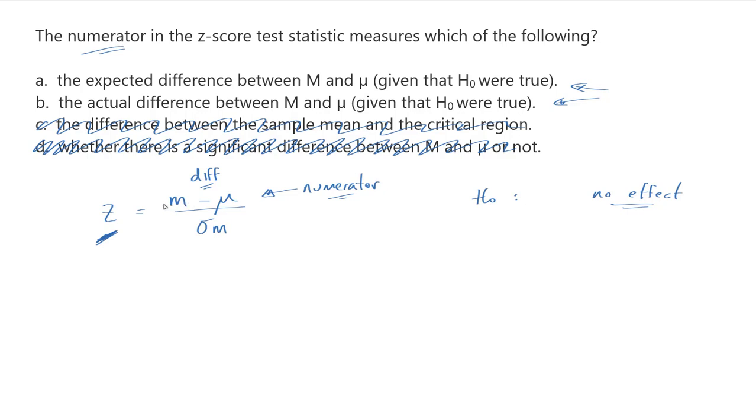And what about this one here? What is this? Well, this is my actual sample mean. So if the null hypothesis is true, this is not simply just a hypothesized value. This is the actual population mean. And over here, I've got the actual sample mean. So when I subtract one from the other, I'm going to be getting B, the actual difference. Not some theoretical or expected difference, but I'm going to be measuring the actual difference between the sample mean and the population mean. So my answer here is B.